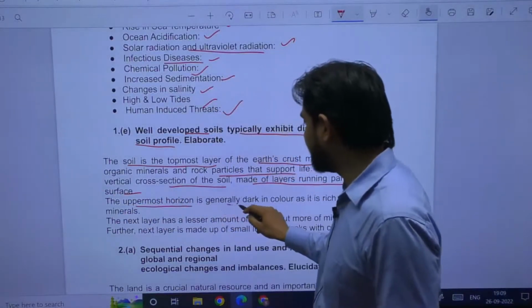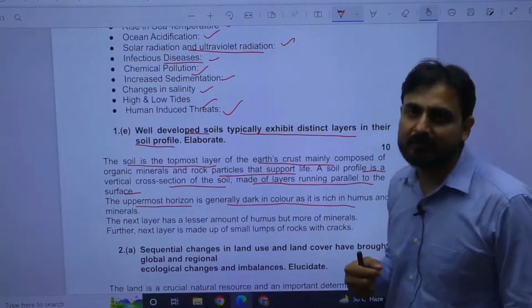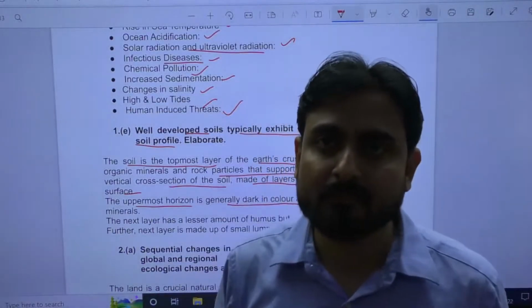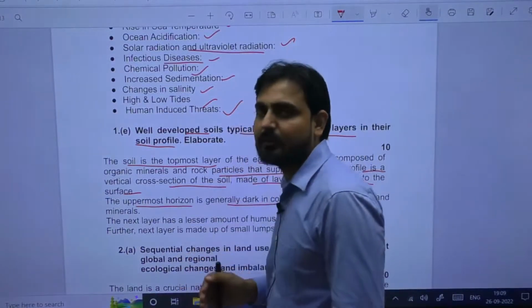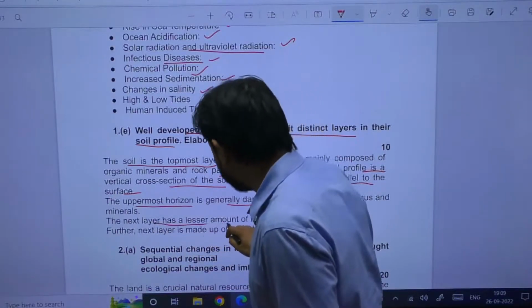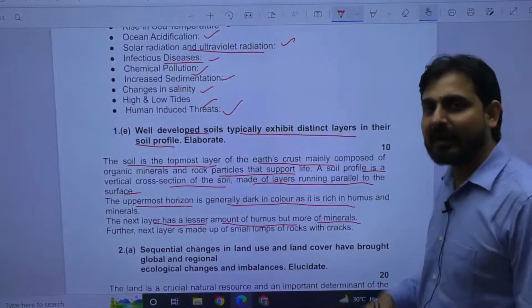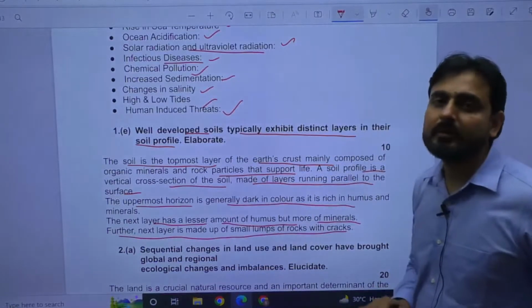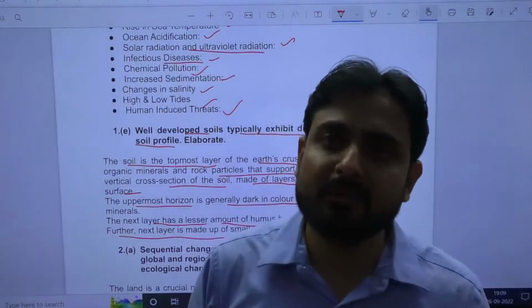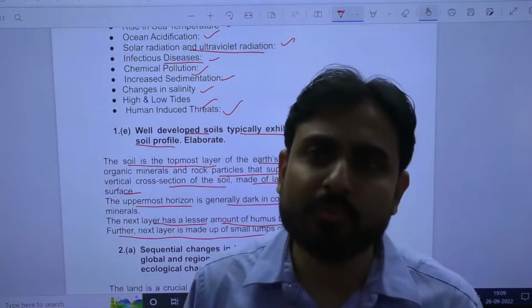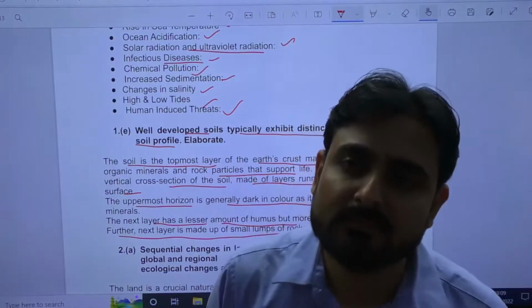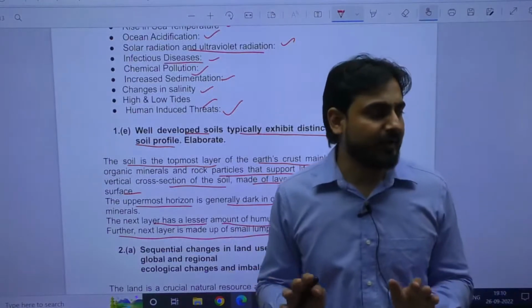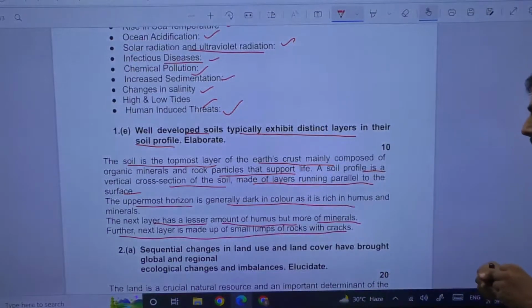The uppermost horizon is generally dark in color because of the rich presence of humus. Further, there is a decrement of humus and the next layer has a lesser amount of humus. Further, again a decrement of humus and more parental rocks. Okay, so we can draw a diagram of the soil profile, we can define that, and we can prove that well-developed soil has a very much segregated, defined soil profile. Okay, anything so far? So, we have completed question number 1.